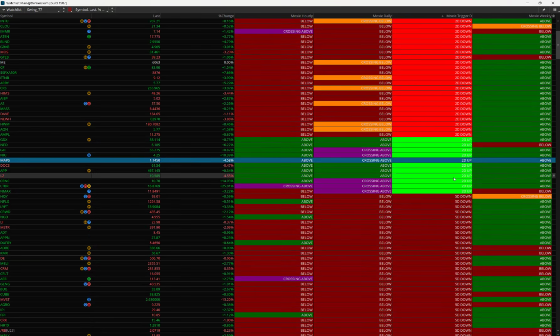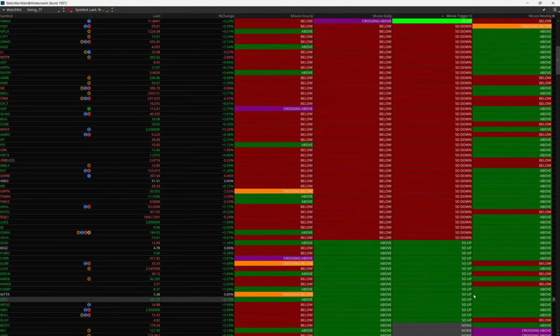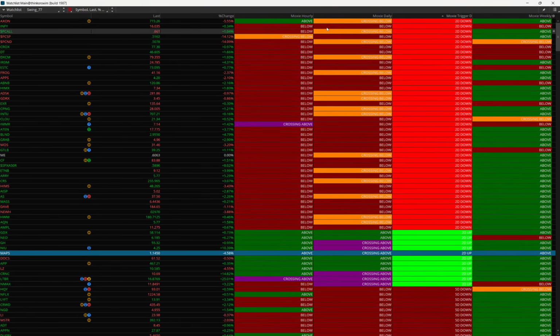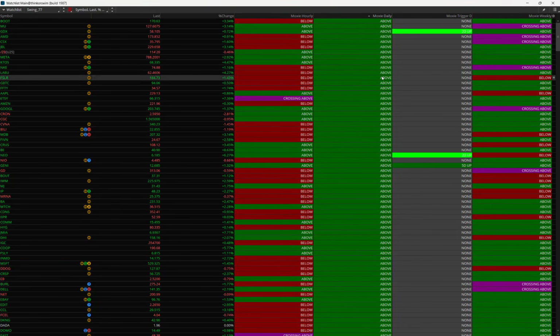So we have 2 days down, 2 days up, we have 5 days down, and we have 5 days up, and we have none. You know, maybe the Moxie indicator has been above or below 0 for quite some time. So that is a great way to look into the past on this indicator and see what's happening. And then you can sort via the Moxie Daily, Moxie Hourly, which is the same as the Moxie Weekly. Hey, show me all the things that have the Moxie indicator above 0.